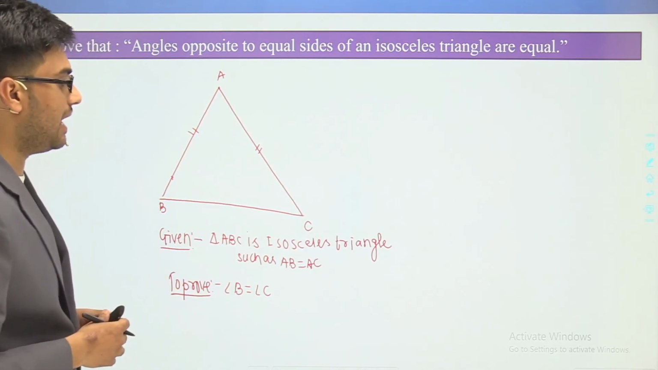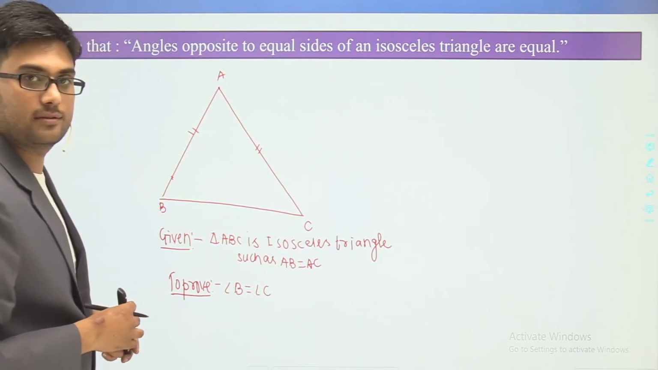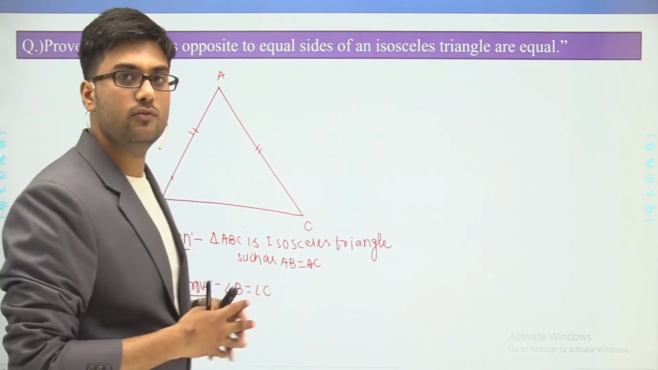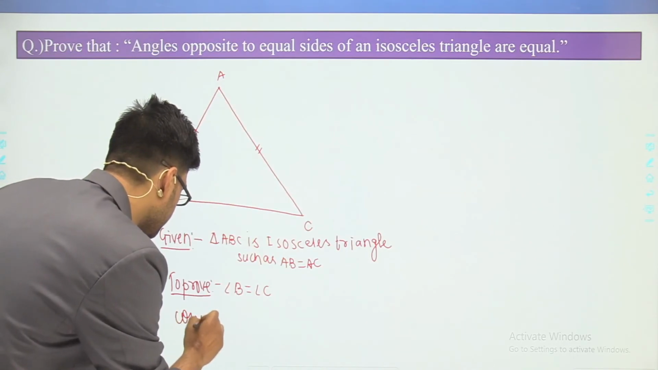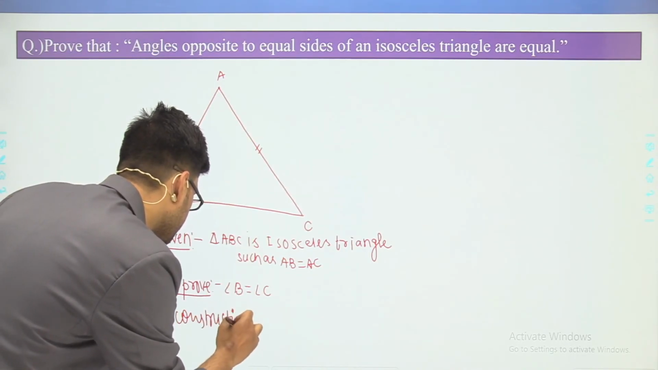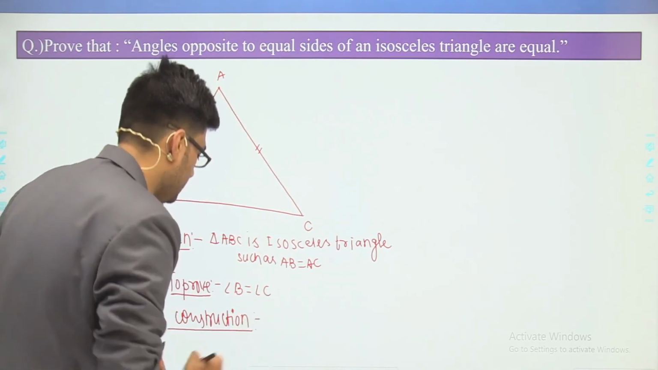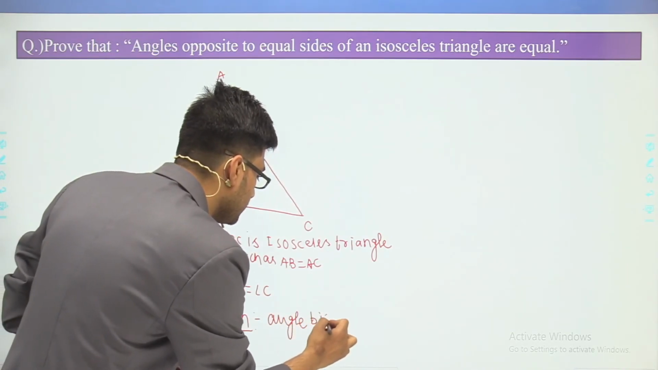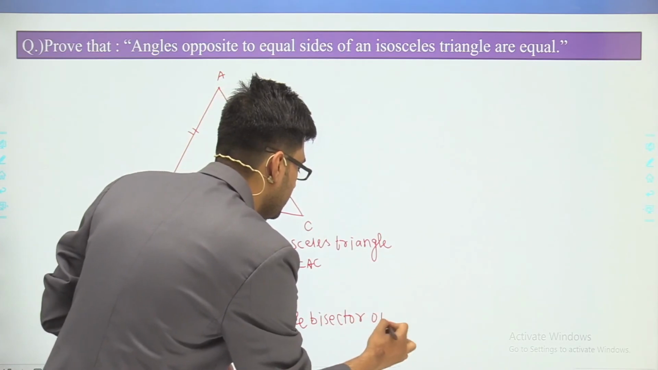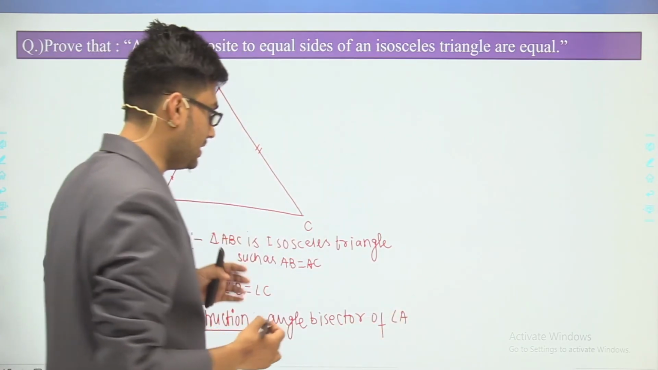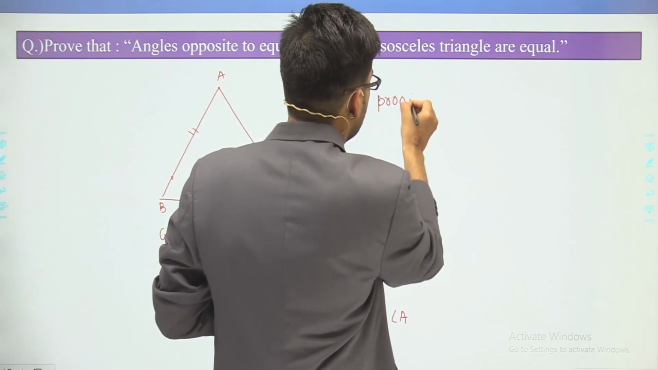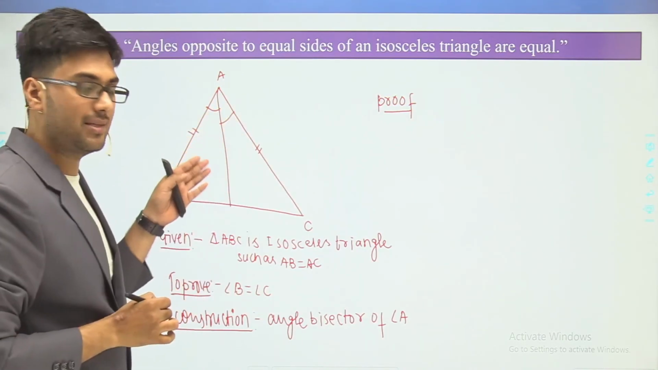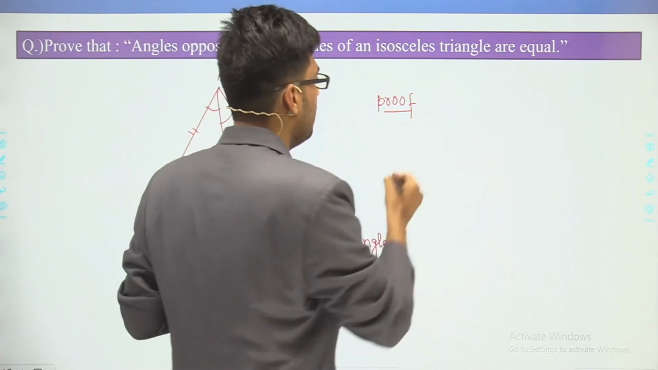Students, to prove this, we have to use the concept of congruency of triangles, and we have to do some construction. So what is the construction here? Construction is, we have to construct the angle bisector of angle A. Now let's start the proof. Here we construct the angle bisector of angle A. These two are equal because it is the angle bisector. Clear?